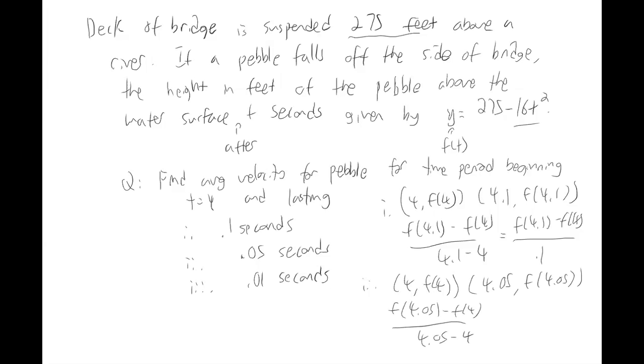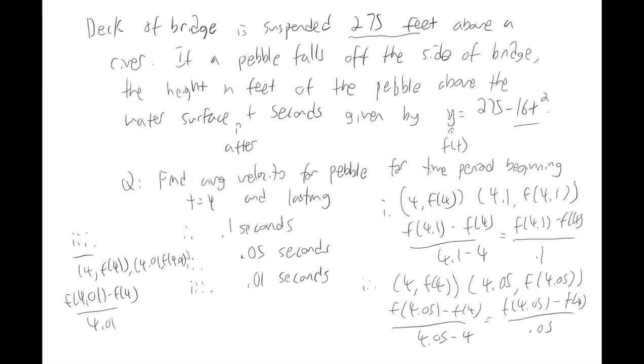Right? And then similarly, the last one should be even closer, right? So for part I, you're doing f of 4 and 4.01, f of 4.01. Sorry, no space. So f of 4.01 minus f of 4, whatever this is, right?